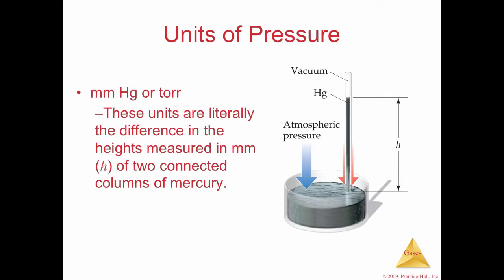We measure pressure using a barometer, like this pictured here. Being that a barometer is filled with mercury, we can measure millimeters of mercury, or torr for Torricelli, the man that invented the barometer. These units are literally the difference in the heights, measured in millimeters, of two connected columns of mercury. Also, you should note that 1 atmosphere is equal to 760 torr. So standard atmospheric pressure is 1 atmosphere, or 760 torr.